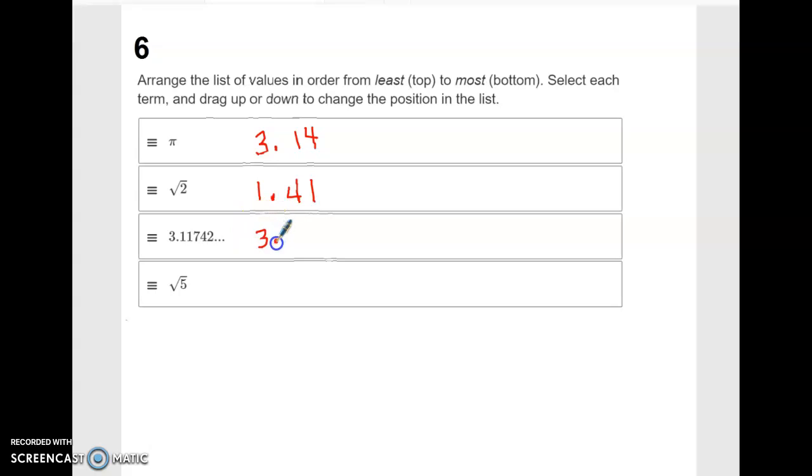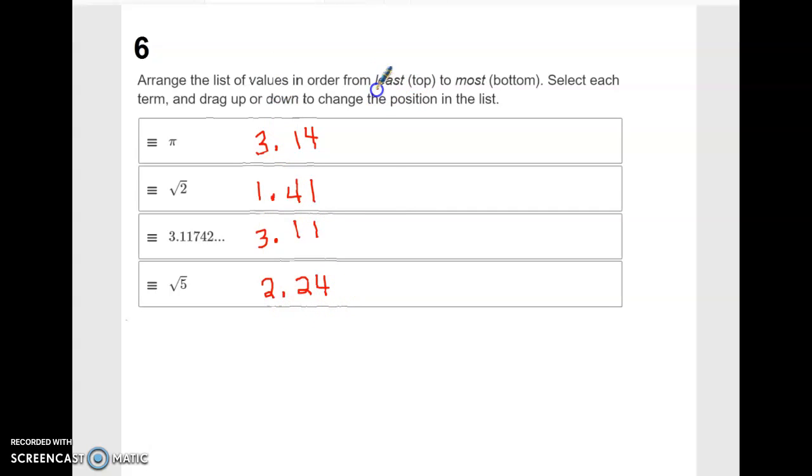Next one, this is already in decimal form, but I'm going to line it up with my others. I should only actually need 2 decimal places, so that's all I'm going to write. Last one, the square root of 5. I get another irrational number, which is going to be 2.23606. I'm going to just round that to 2.24 so that I can start looking at the values of these.